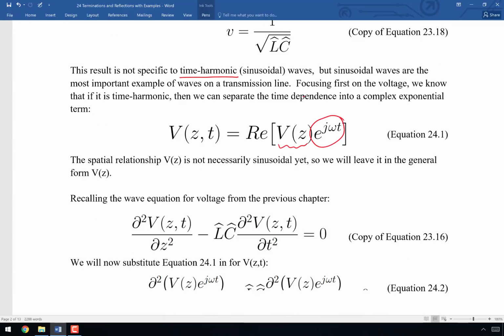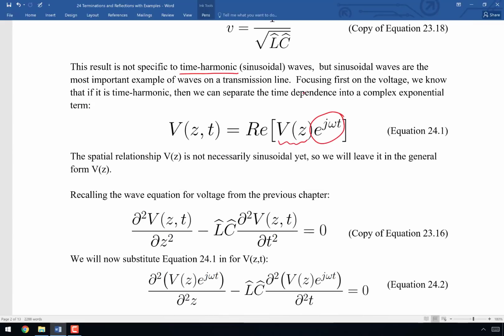So we've separated out the time dependence and the spatial dependence. The question is, what is the spatial dependence going to be? And can we figure out what that spatial dependence is? Spoiler alert, yes we can. And second spoiler alert, it's going to also be sinusoidal. So we're going to find that if it is time harmonic, then it must also be spatially harmonic as well.